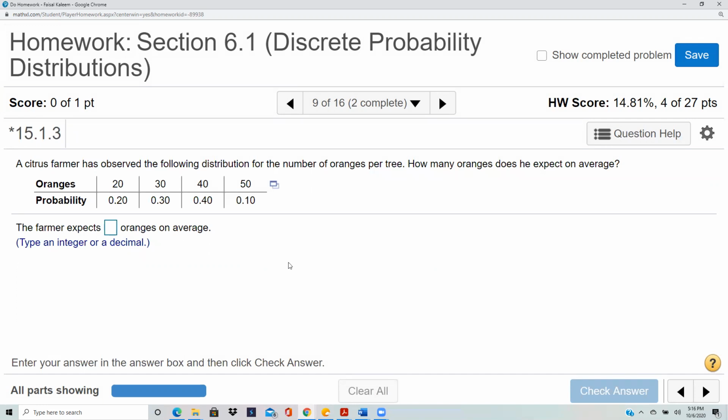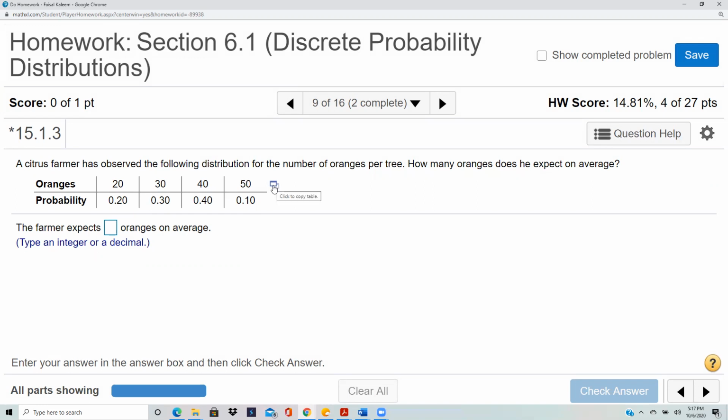A citrus farmer has observed the following distribution. How many orange trees does he expect? So expected value is the same as the mean. You can do it the way I just mentioned, multiplying each value by the probability. So you do 20 times 0.2, 30 times 0.3, 40 times 0.4, 50 times 0.1, and then you add up all these 4 products. That gives you the mean or the expected value.